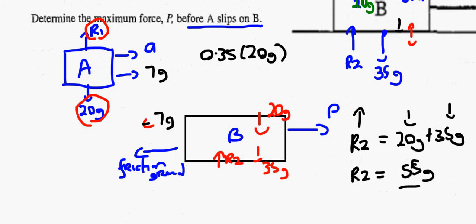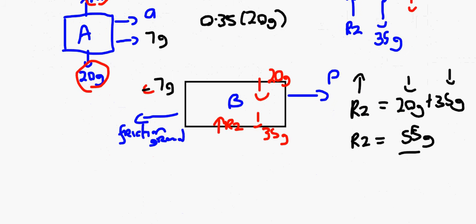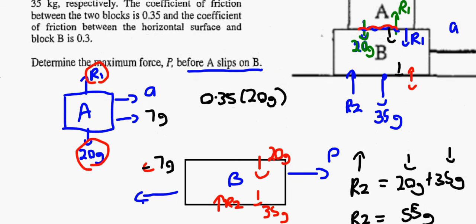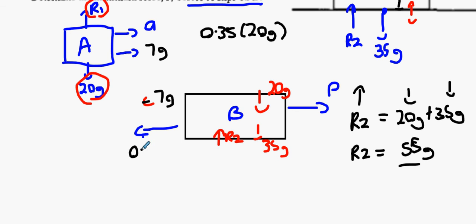Now it was 0.35. Now the new friction is 0.3. So the friction with the ground is μR2, and μR2 is 0.3 times 55g. So 55 multiplied by 0.3 is 16.5, so that's 16.5g newtons.